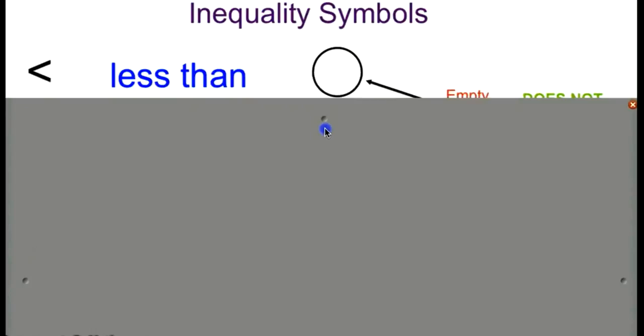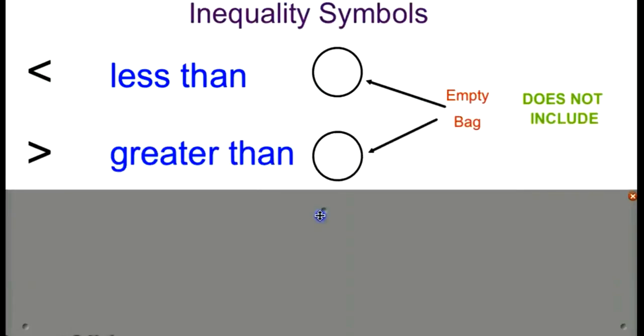Here are some inequality symbols that are going to be very important to you, so you want to have them in your notes. The first inequality symbol is less than. Make sure that you have the less than symbol drawn, and the words next to it, and also an empty circle with less than. You're going to have greater than, and you're going to have an empty circle also. Notice that these represent the empty bag. They also represent that the number that is less than or greater than the variable is not included in the number set of solutions. So if it's empty, then the number is not included. Look at the green, does not include.